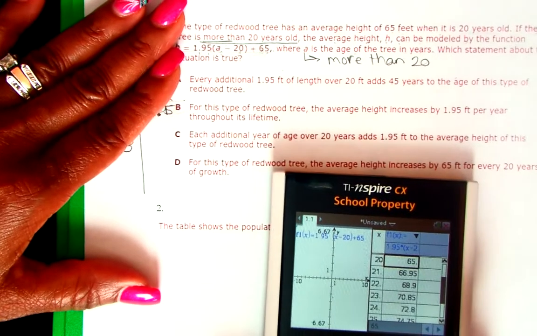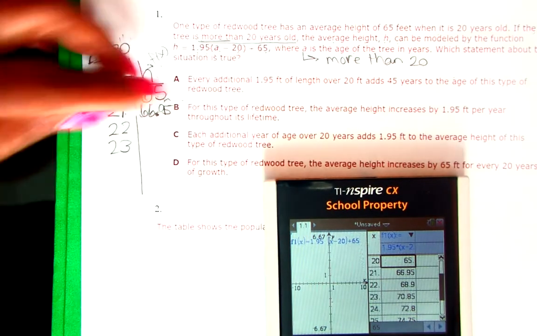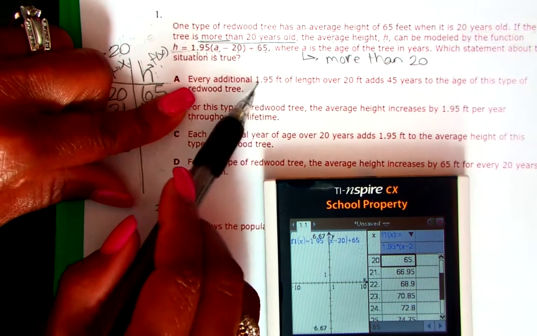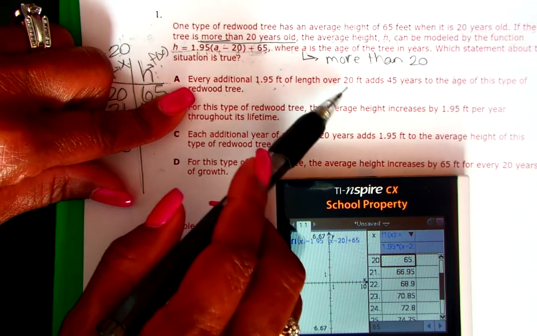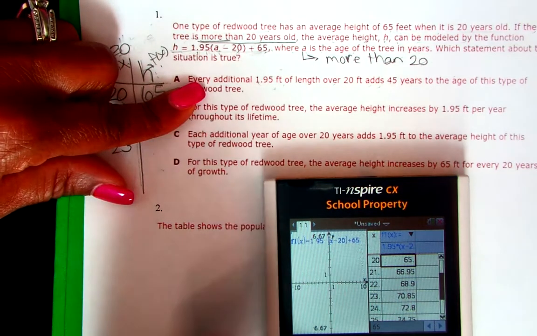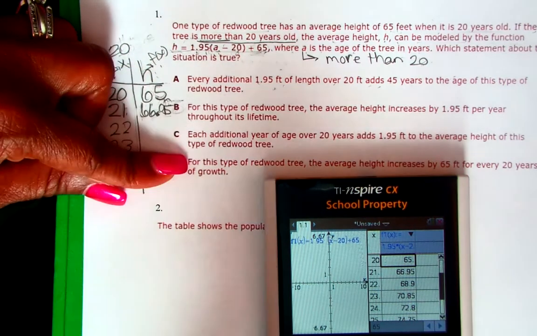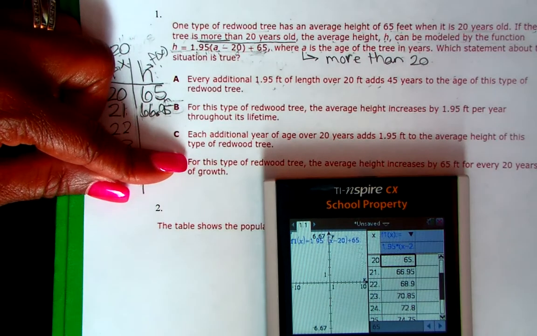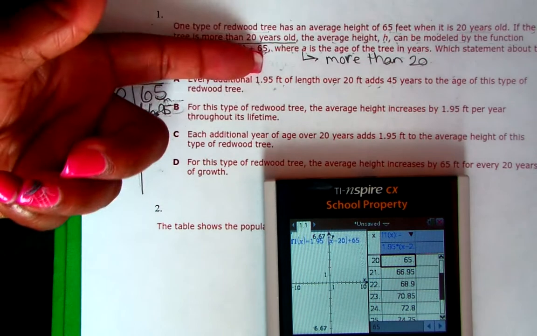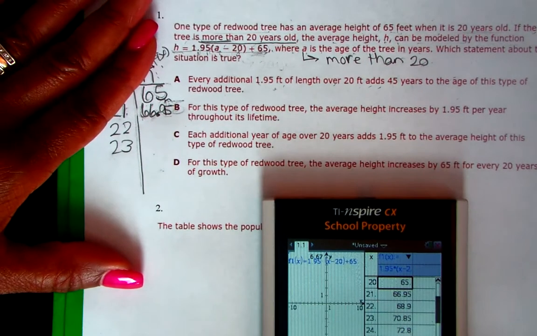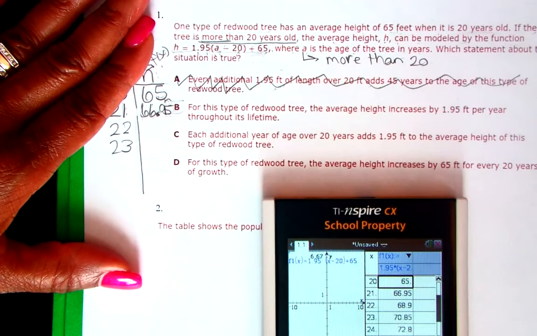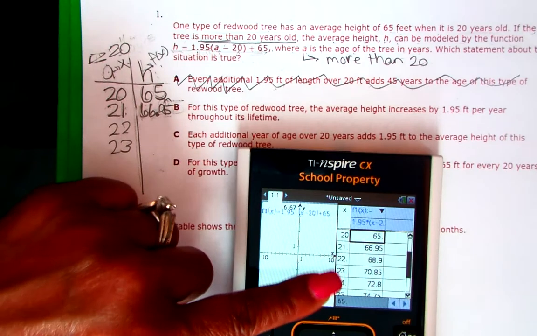So now let me read for understanding, so I can make sure that I get the correct answer. Every additional 1 in 8,500 feet of length over 25 feet adds 45 years to the age of this type of redwood tree. What do they have to do with it? You should be asking, what are they talking about? 45 years to the age? How's that add 45 years to the age? It didn't give us that information. Is it possible? Maybe so, but it didn't give us that information. So I'm going to mark out A, because 45 years, it seems like it's going up by a year. That's just what it seems like.